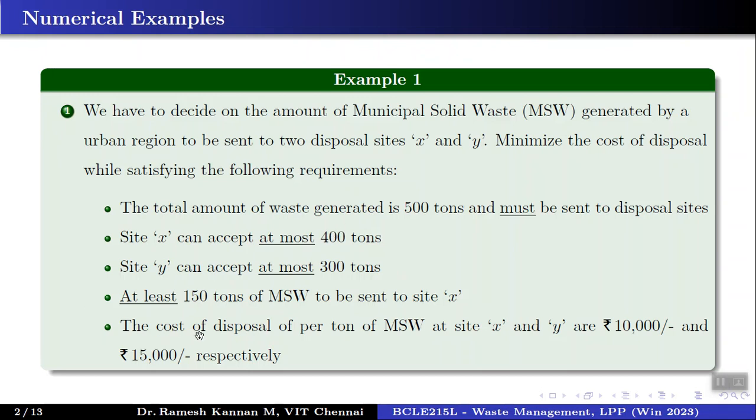And then the disposal cost per ton of municipal solid waste at site X is 10,000 rupees, and at Y is 15,000 rupees respectively. We need to find out the quantity of disposed waste in terms of tons at site X and Y by minimizing the total cost of disposal.